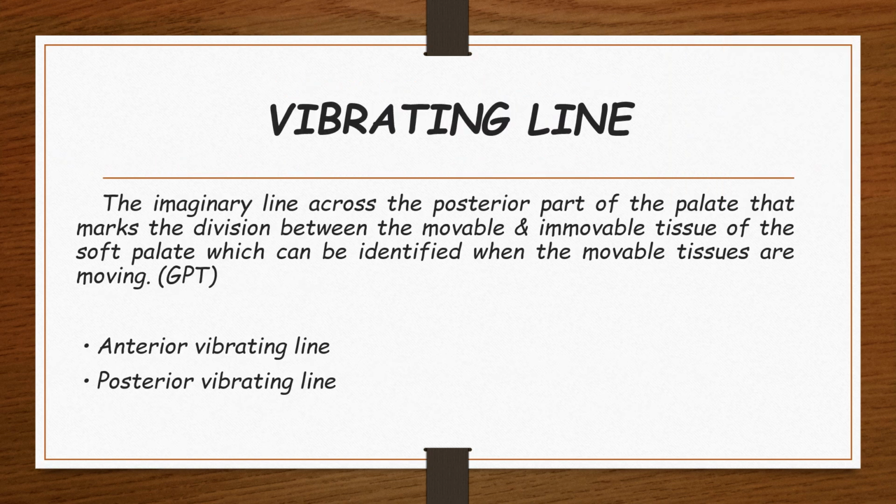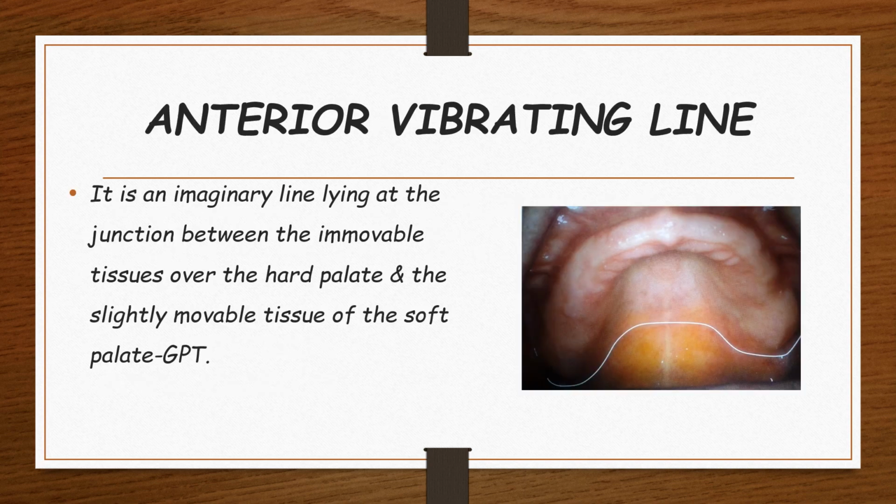So now coming to a term called vibrating line. What is vibrating line? It is the imaginary line across the posterior part of the palate that marks the division between movable and immovable tissues of the soft palate, which can be identified when the movable tissues are moving. That is, it is the demarcation between the movable and immovable tissues of the soft palate. It can be divided as anterior vibrating line and posterior vibrating line.